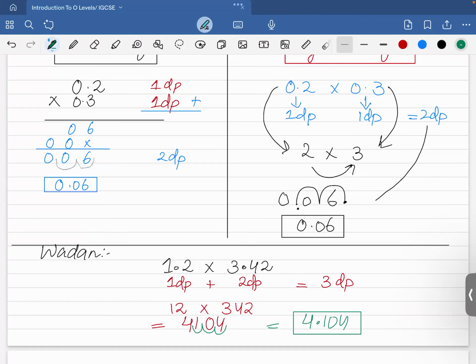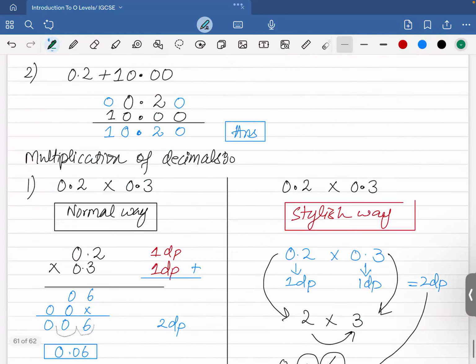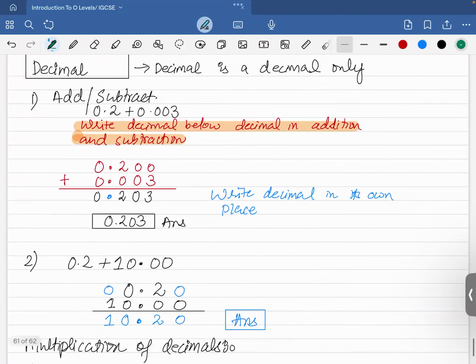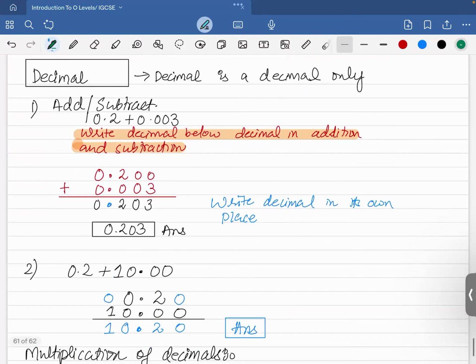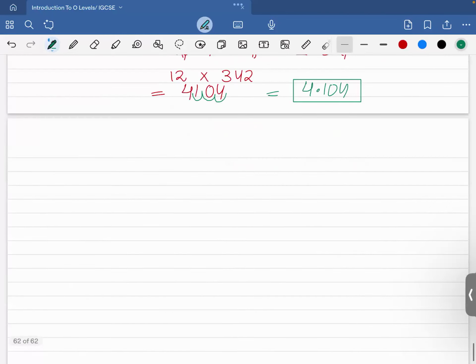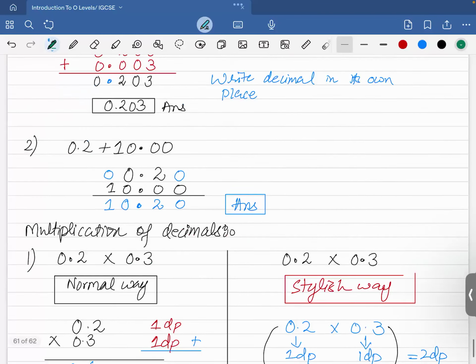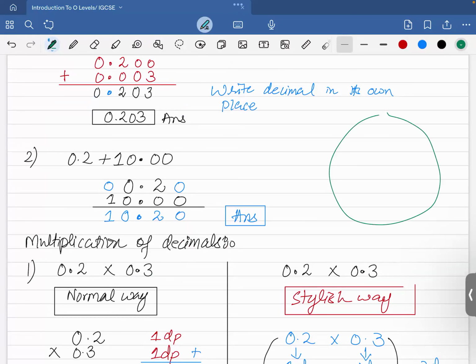Now beta, you need to understand one thing, that multiplication of decimal, addition of decimal, the concept is important. You have to follow the concept. Do not proceed with rote learning. For example, we had one question in the Cambridge exam, and according to the examiner report, most of the students did it the wrong way. The question was 0.05 multiplied by 0.2.